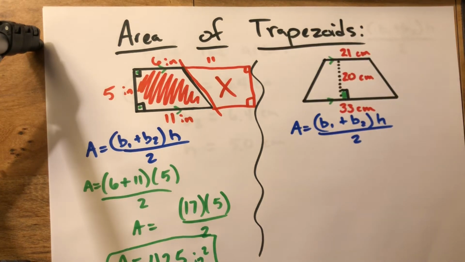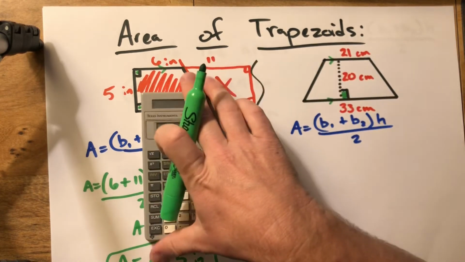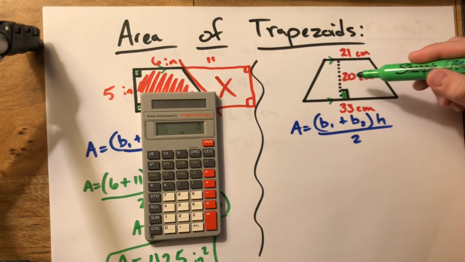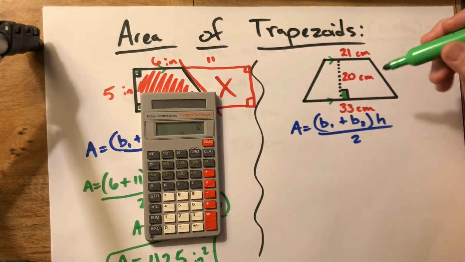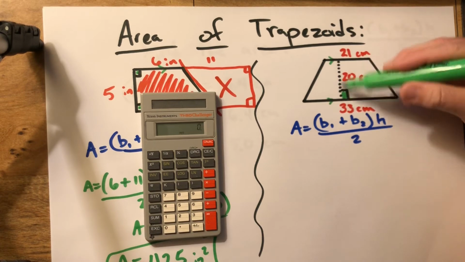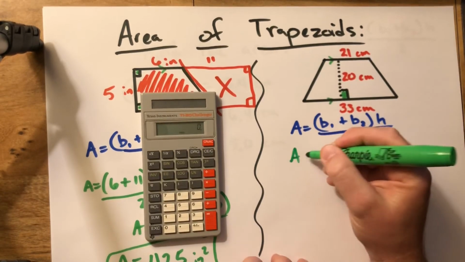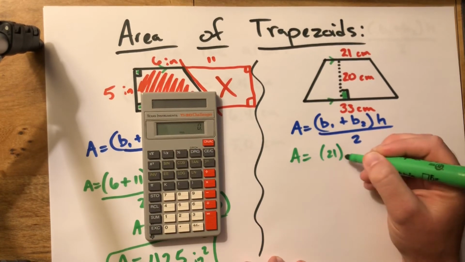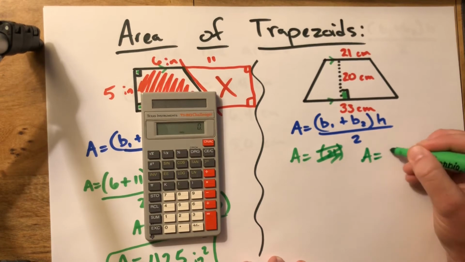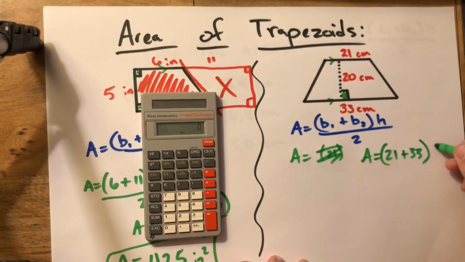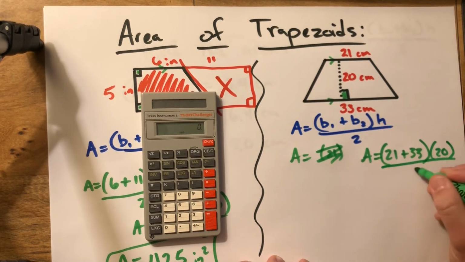Add the bases, multiply by height, then divide by 2. Let's take a look at this one here. I have 21 centimeters, 33 centimeters, and in between them I have 20. So even if you can kind of imagine it's turned on its side, that's still base 1, base 2, and height. The bases are always parallel, the height is always the space in between them. So let's use substitution. We have base 1, I'm going to call 21. So area equals 21 plus 33, and then times the height of 20, all divided by 2.